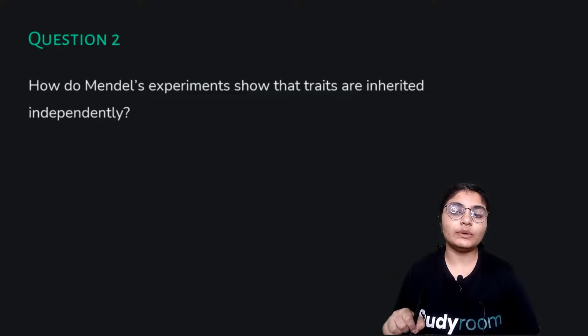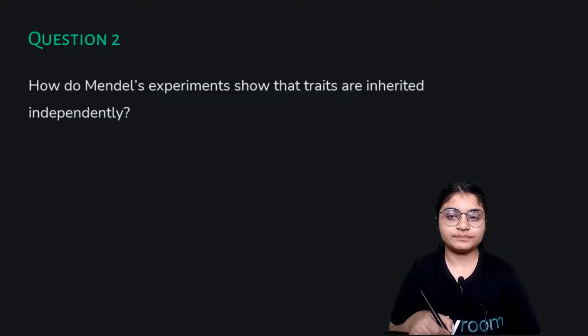Also, we can refer to Mendel's law of independent assortment, where he says that the characters or the traits that are inherited are assorted independently during the formation of the gametes.